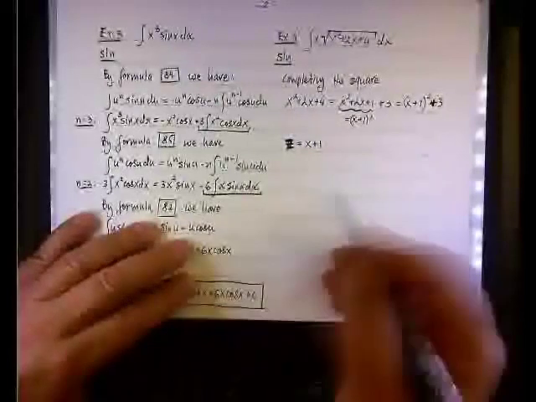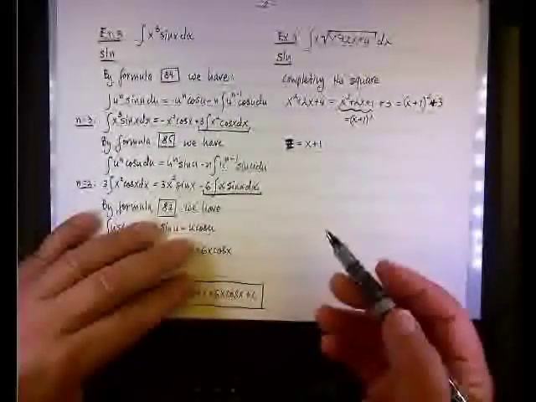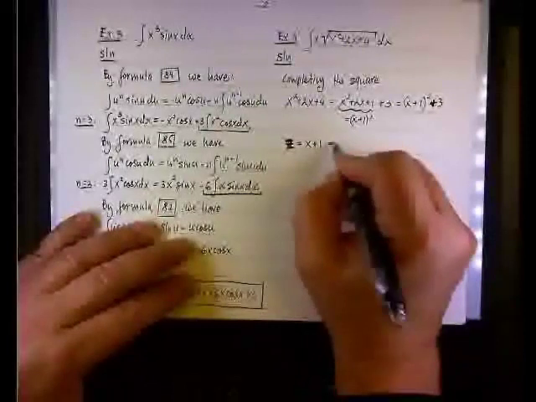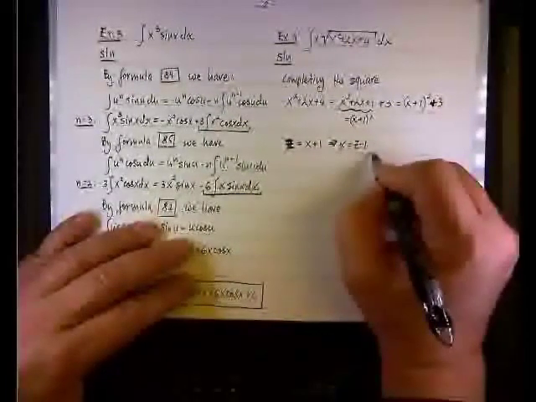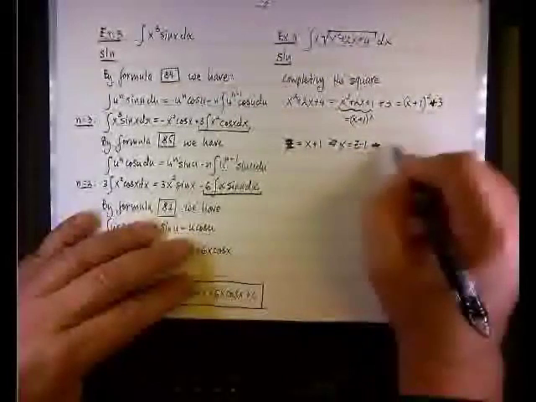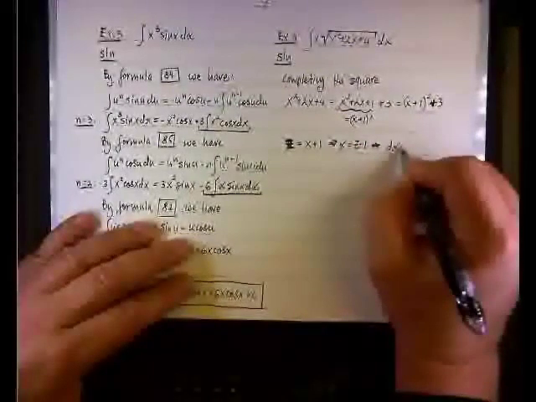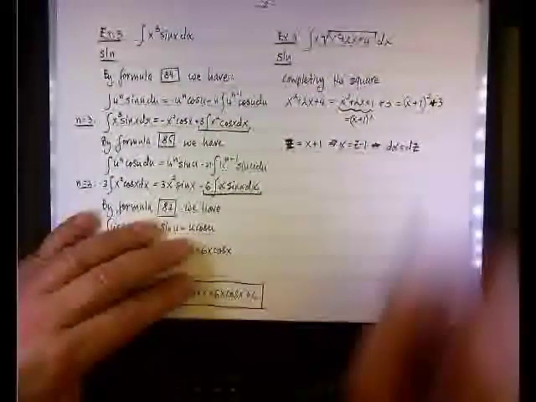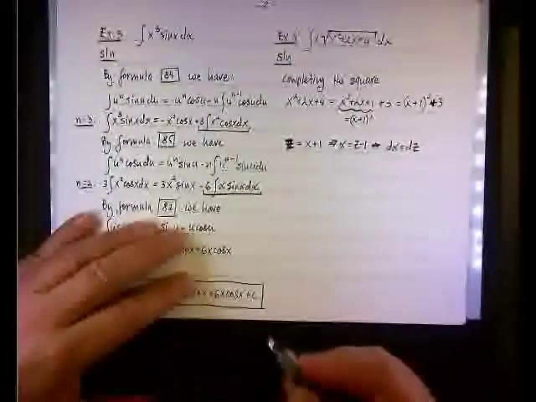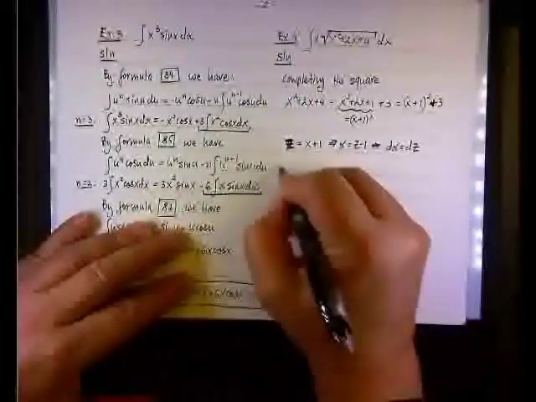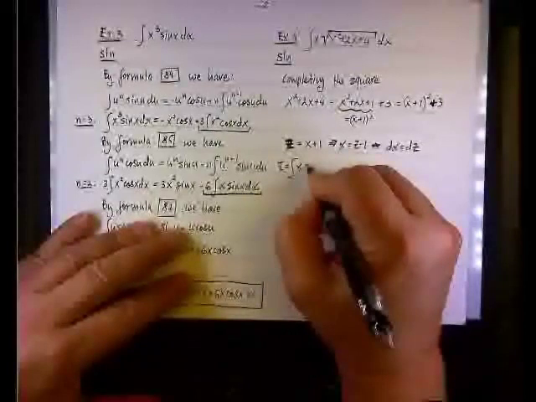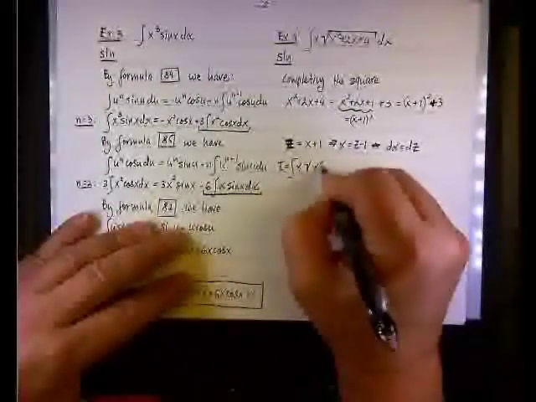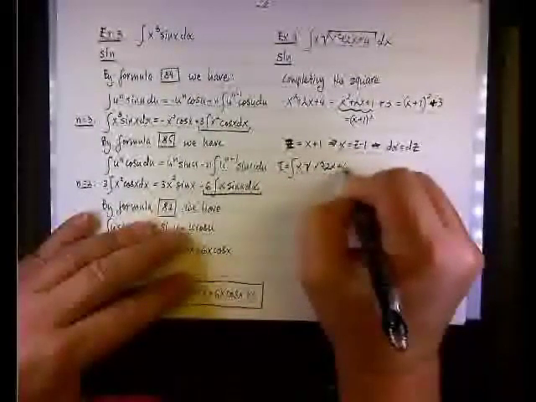Okay? But we need to also substitute for x, right? So from here you get x will be z minus 1. And also we need to have something for dx. So dx equals dz. All right, so let's see what we accomplish. Our integral, let's call it I.